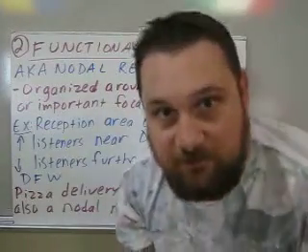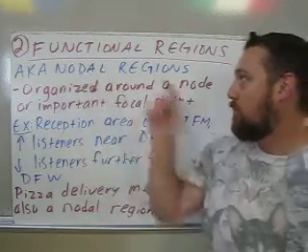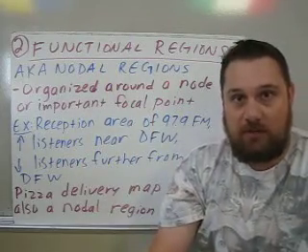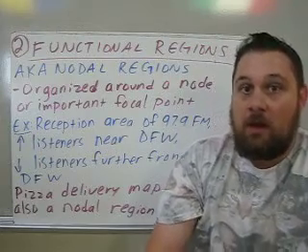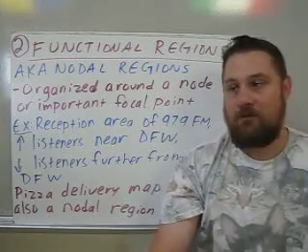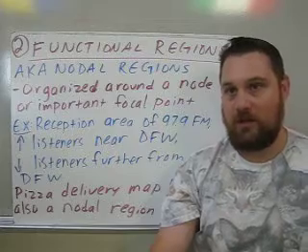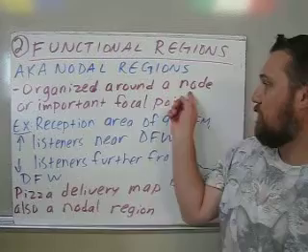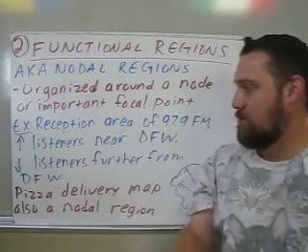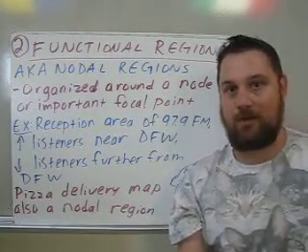Next, you have what's called the functional or nodal region. It's another type of region that has two names. In fact, all of these have two names. But basically, how a functional region works is that the whole region is organized around a focal point, a node or important focal point. It basically means a central area.